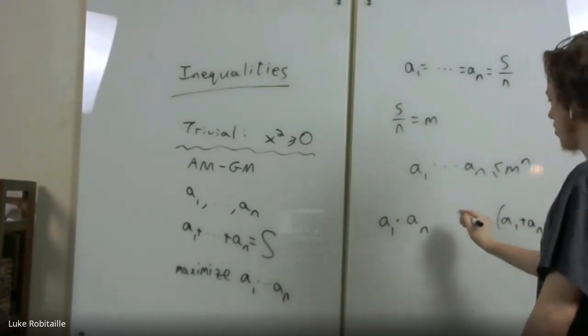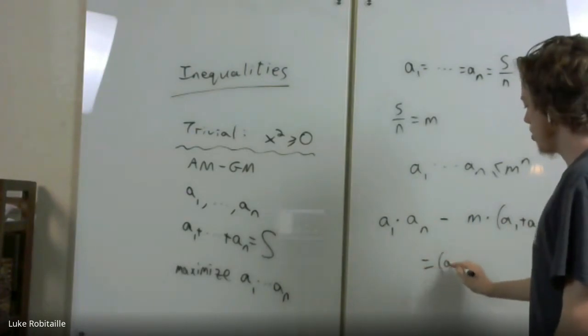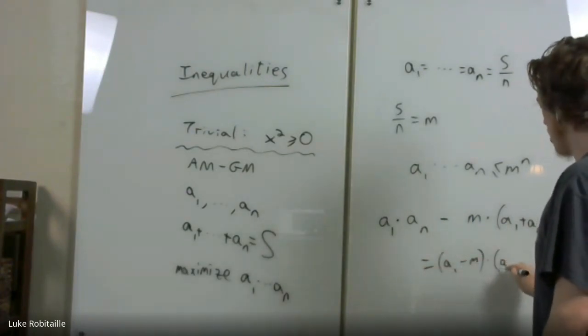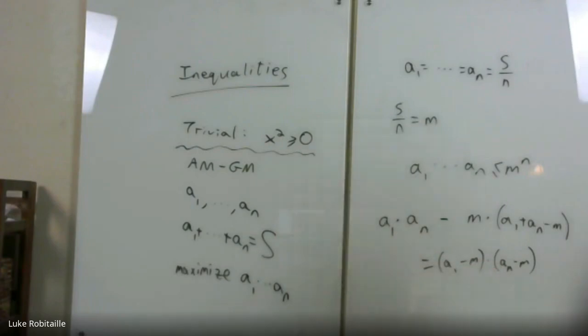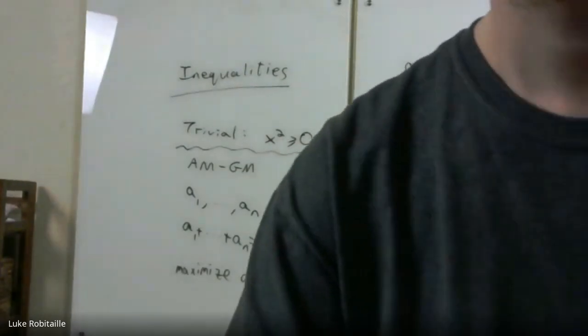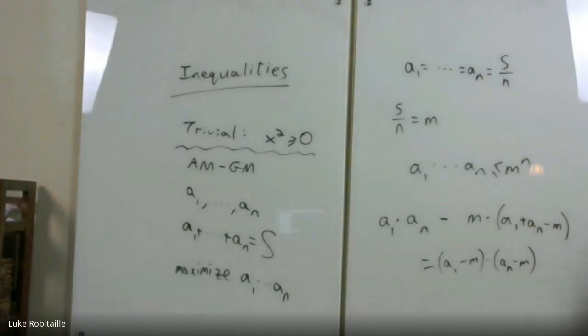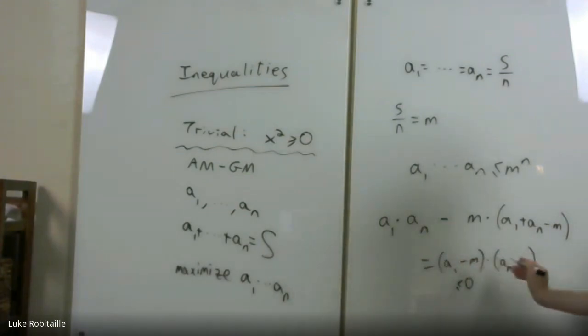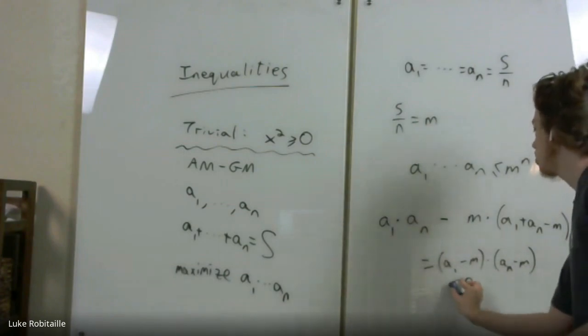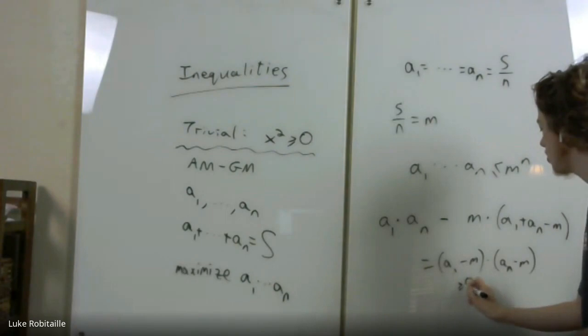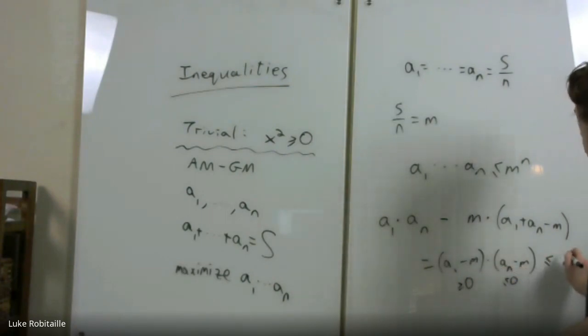Now notice, this minus this is a1 minus M times M minus an, up to sign, that is, the product of a1 minus M and an minus M. Since a1 is the largest, a1 minus their mean is greater than or equal to 0. Similarly, an minus their mean is less than or equal to 0. So this product is less than or equal to 0. Great.